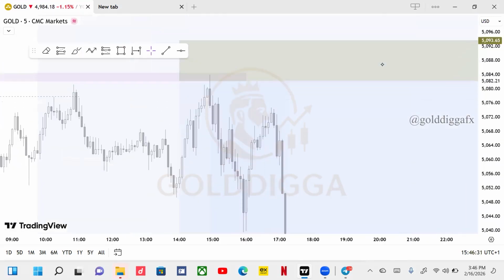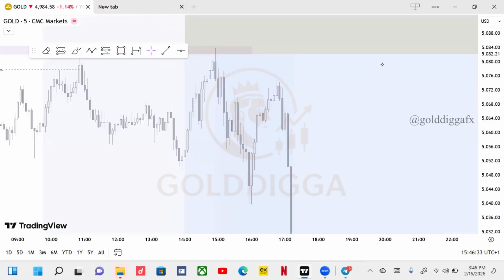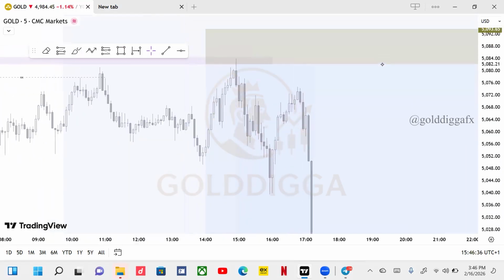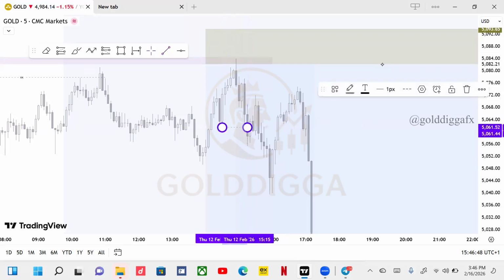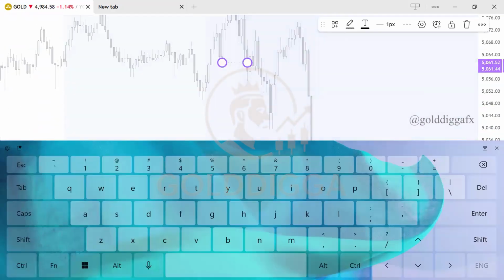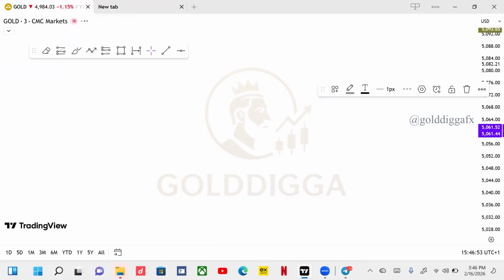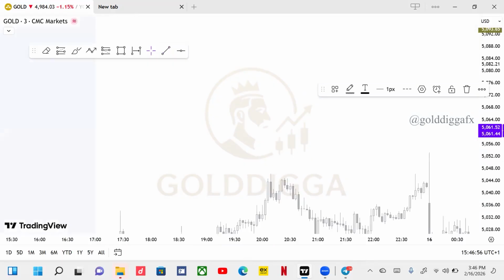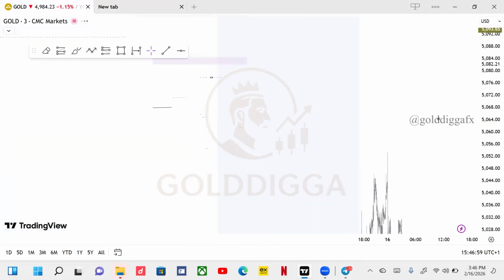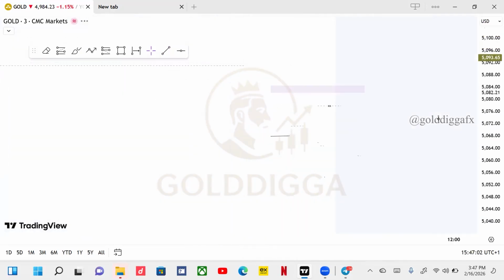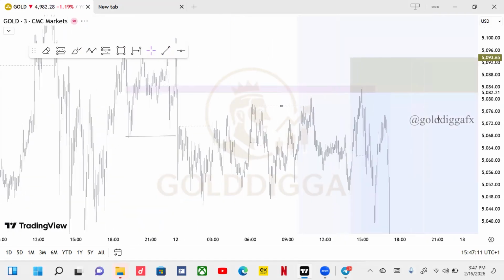Okay. So as you can see here on the 5 minute time frame, we have two breaks of structure. This one and this one, right? So here, it's 5 minutes. And let's see what 3 minutes looks like. Okay, the 3 minutes.